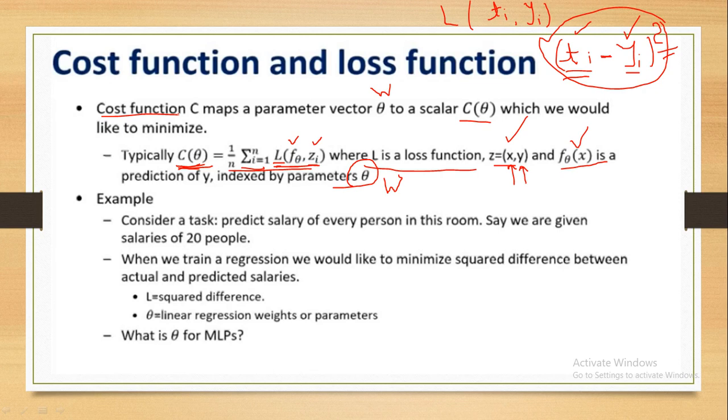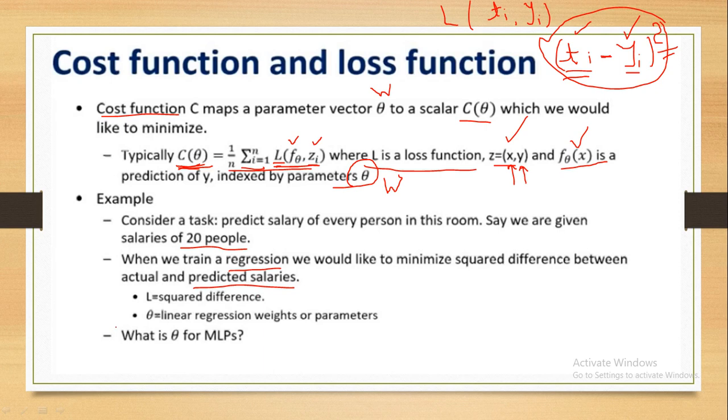So let me just take an example. Consider a task: you have to predict the salary of a person in a room, and say that you already have 20 salaries given. That means using these 20 salaries, you have to train a model, and whenever the query point comes in, you have to predict the outcome. So now here in this example, we use a linear regression algorithm to minimize the square difference between the actual and the predicted salary.